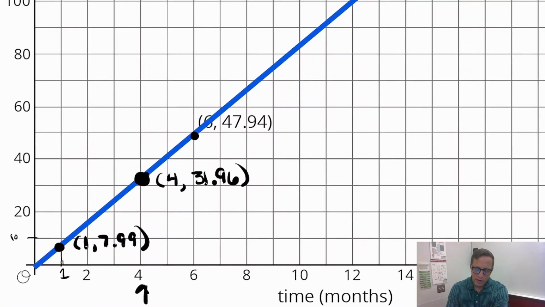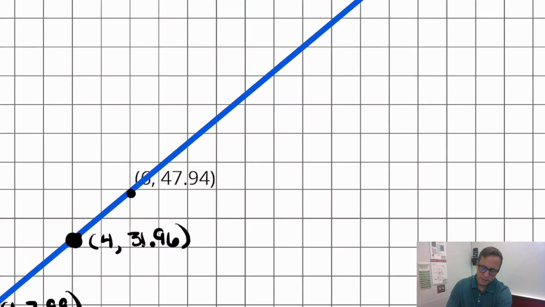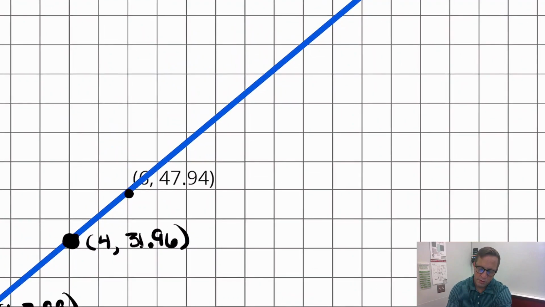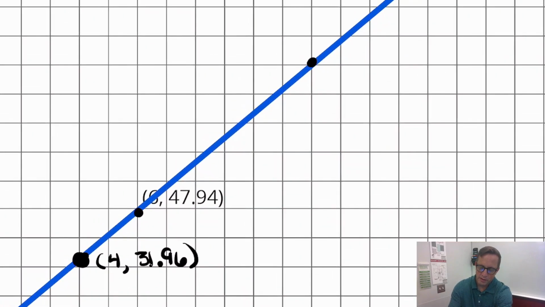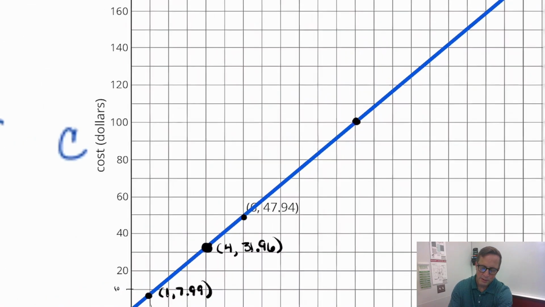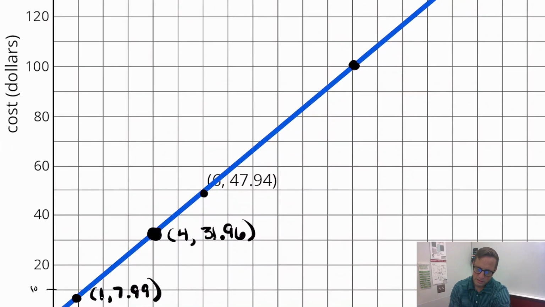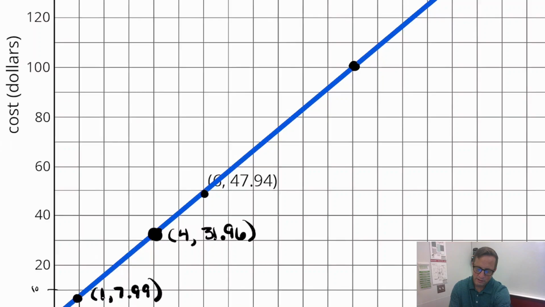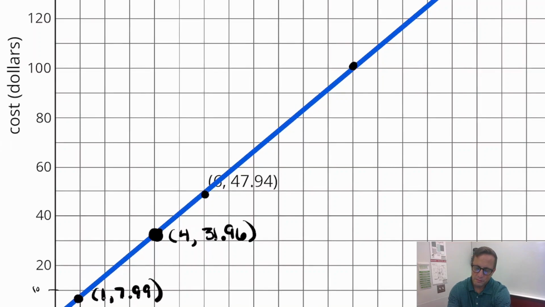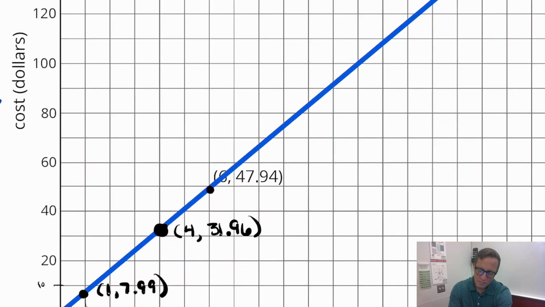What else? Then I'm going to do 12. 12 times 7.99 is 95.88. So here's 12. That looks like it's right there, and that's not too bad, though it doesn't look great either. But let me just check my math.